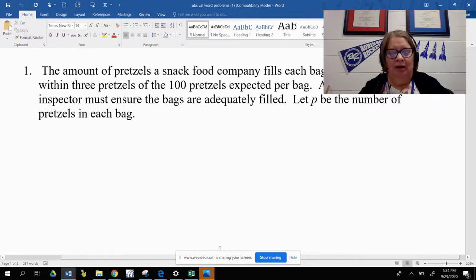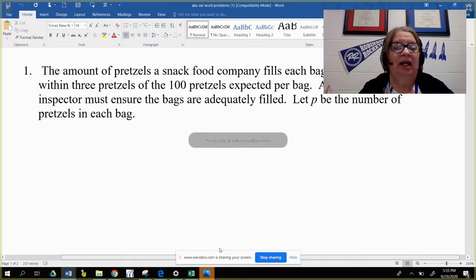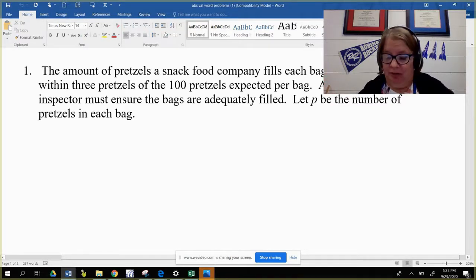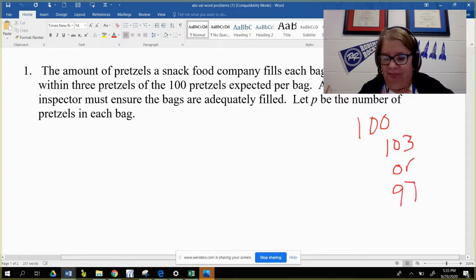So we already know, without even doing any calculations here, if the expected number is 100 and the variance can go as many as within 3. What does within 3 mean? So how high can it go? If it's 100 within 3, we might be 103, right? If we go 3 over, or it might be as low as 97, right? So we can use absolute value. These numbers were pretty easy, but you can use absolute value to figure out when you have a situation of over or under or within a certain amount.